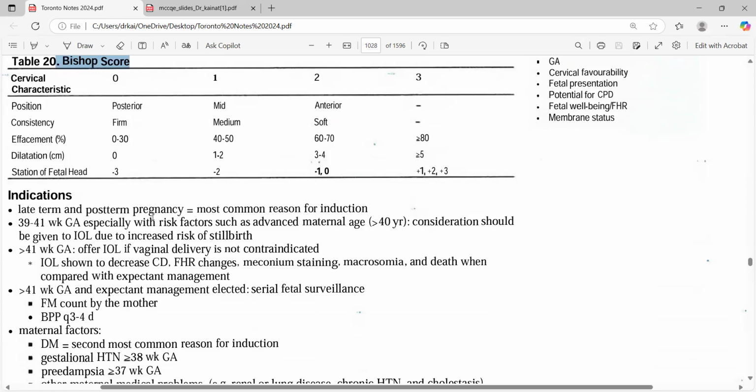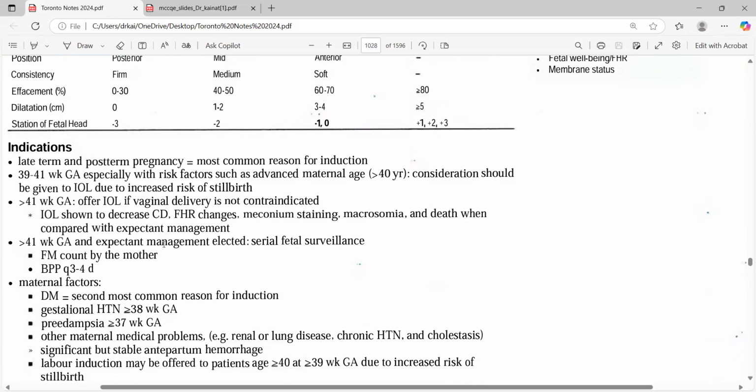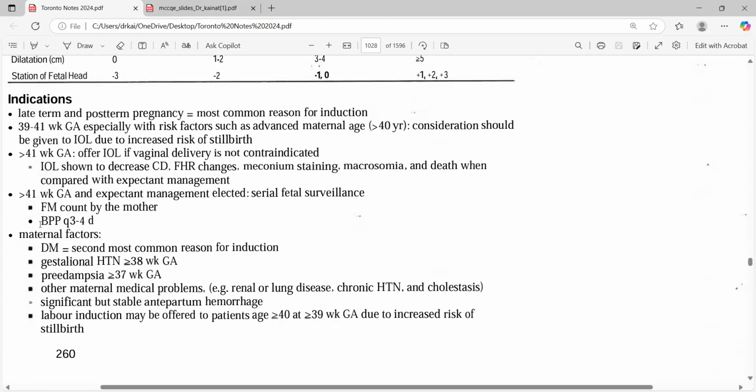Late term and postterm is the most common reason for induction. At 39 to 41 weeks, usually we start the induction, and we have to check for stillbirth. More than 41, we do induction of labor to decrease the cesarean delivery, fetal heart rate problems, meconium, macrosomia, or death. More than 41 and expectant management elected, in that case you have to check for fetal surveillance, like checking the heart rate if there is any compression. Then BPP every 3 to 4 days.